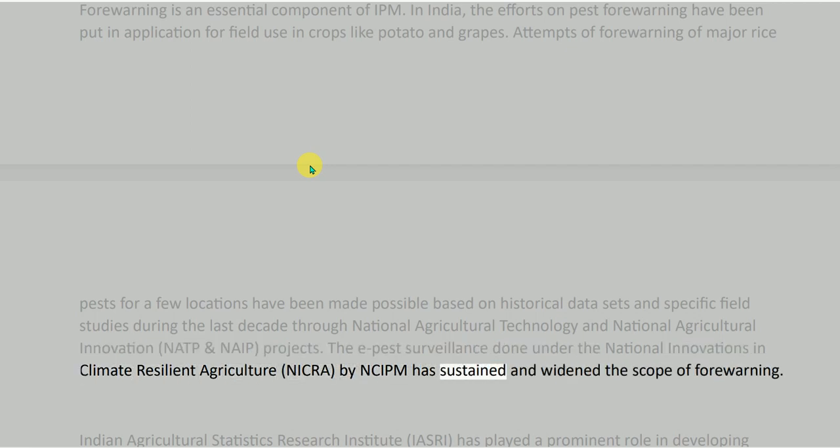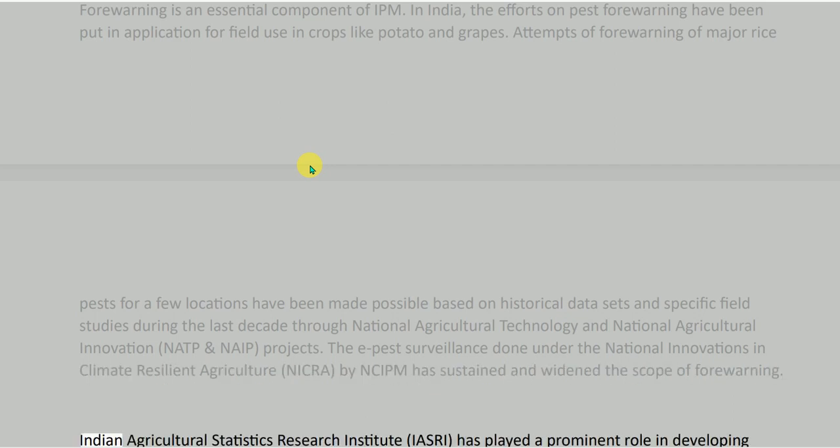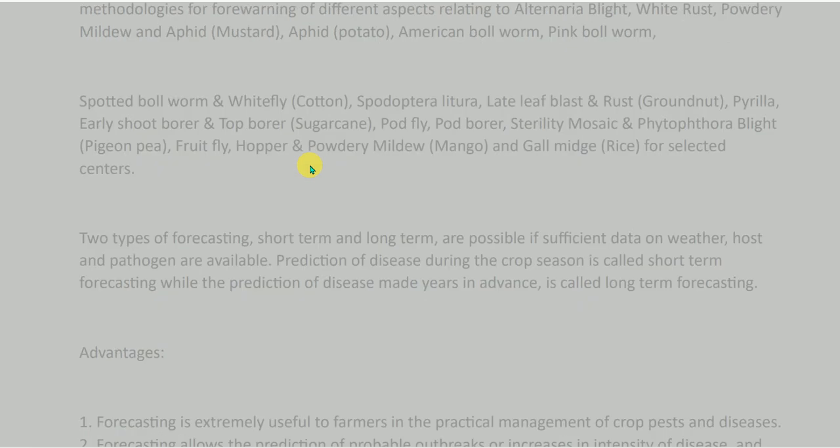Indian Agricultural Statistics Research Institute (IASRI) has played a prominent role in developing methodologies for forewarning of different aspects relating to: Alternaria blight, white rust, powdery mildew and aphid in mustard; aphid in potato; American bollworm, pink bollworm, spotted bollworm and whitefly in cotton; Spodoptera litura, late leaf spot and rust in groundnut; pyrilla, early shoot borer and top borer in sugarcane; podfly, pod borer, sterility mosaic and Phytophthora blight in pigeon pea; fruit fly, hopper and powdery mildew in mango; and gall midge in rice, for selected centers.